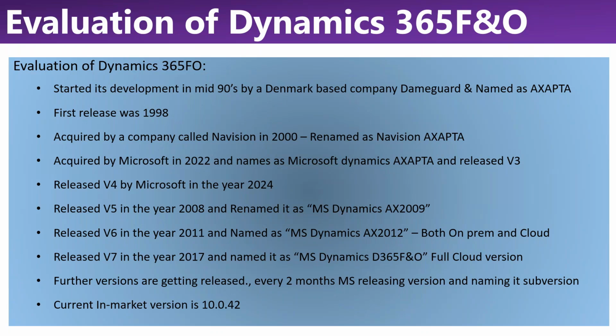So every company running on Dynamics 365 needs to upgrade or update their application every 2 months. Like all your applications, even your mobile apps, you are getting updated every time, right? So this Dynamics also, though it is a big ERP, the version release is always based on the 2 months release. They have to upgrade. So this is all about Dynamics F&O history.